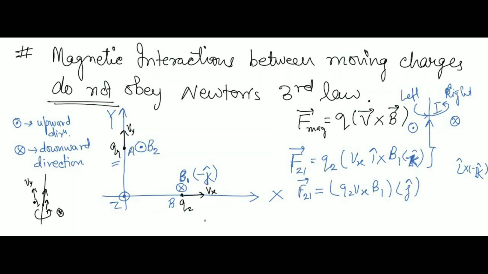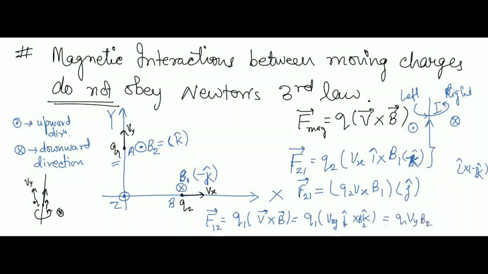So let us calculate the force on charge 1 due to this magnetic field of 2. This is charge multiplied by the velocity cross B vector. So it is Q1, the velocity is Vy J cap, cross the magnetic field B2, which is in the plus K cap direction. So it is Q1 Vy B2, and the direction is J cross K, and J cross K is I cap.